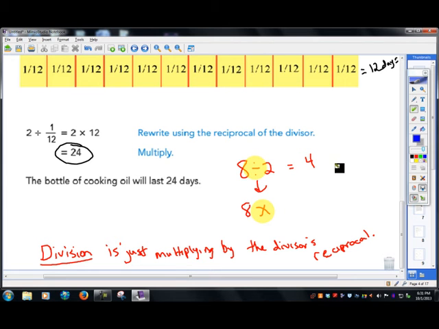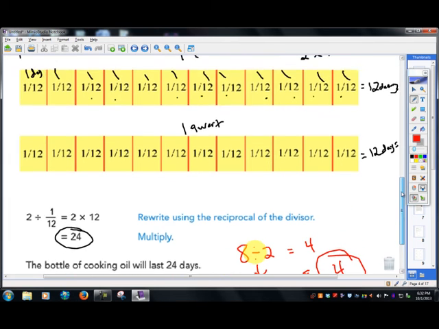And then which one's the divisor? It's always the one that's the groups or the amount in each group. Okay? The dividend's always the first number. And then now we got to do the reciprocal of 2, which is 1/2. 8 times 1/2, multiply straight across. That's 8 over 2, which is 4. Simplifies to 4. 8 halves is 4. Okay? Let's go on to the next page.